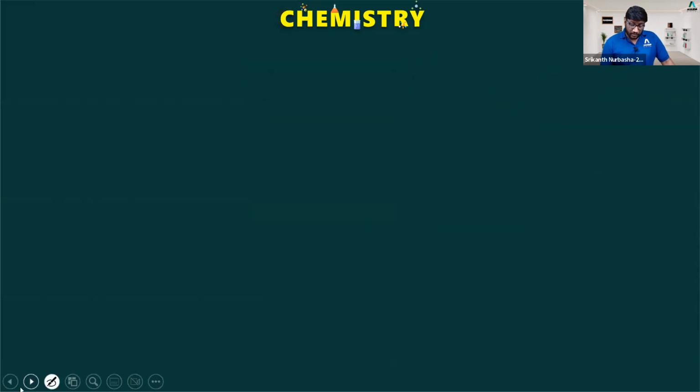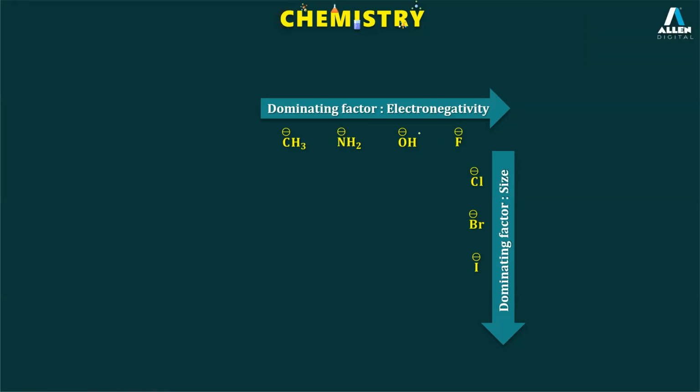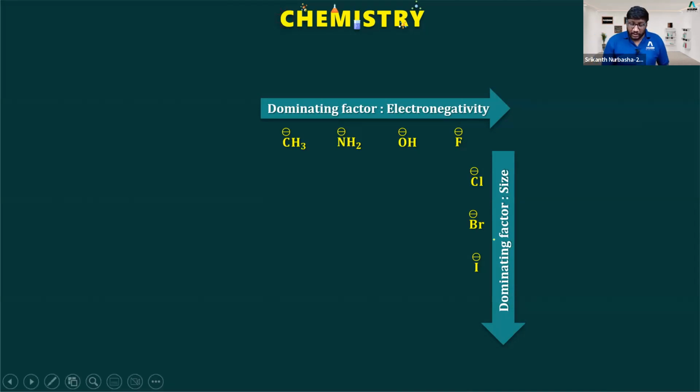Let us start with different cases. As I have told you, the dominating factor will be electronegativity. If I am comparing CH3 minus, NH2 minus, OH minus, F minus, fluorine is more electronegative. Is a negative charge on a more electronegative atom stable or not? Yes. So in a period the dominating factor is electronegativity. For Cl minus, Br minus, I minus, the dominating factor is size. So if I compare F minus, Cl minus, Br minus, I minus, I have to talk of sizes. Iodine is much larger in size, so the outermost electrons are going to be least attracted.